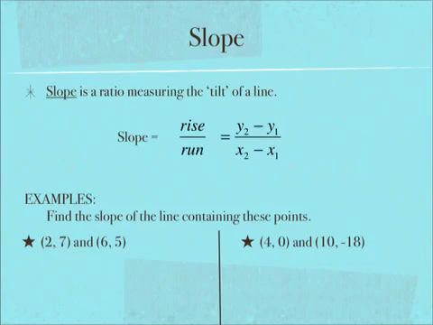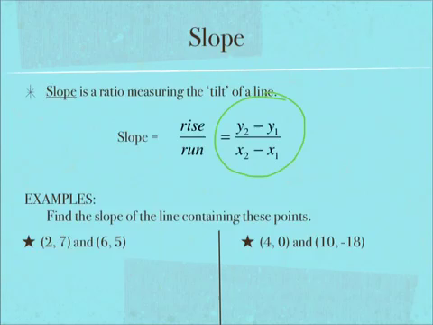Okay, this we sort of reviewed yesterday, but this is going to be important in this lesson. So, slope is a ratio measuring the tilt of a line. We usually say it's rise over run, or y2 minus y1 over x2 minus x1. So this right here is your slope formula. Okay, this is going to be important to know. That's the slope formula. So, the slope of the line containing these 2 points.